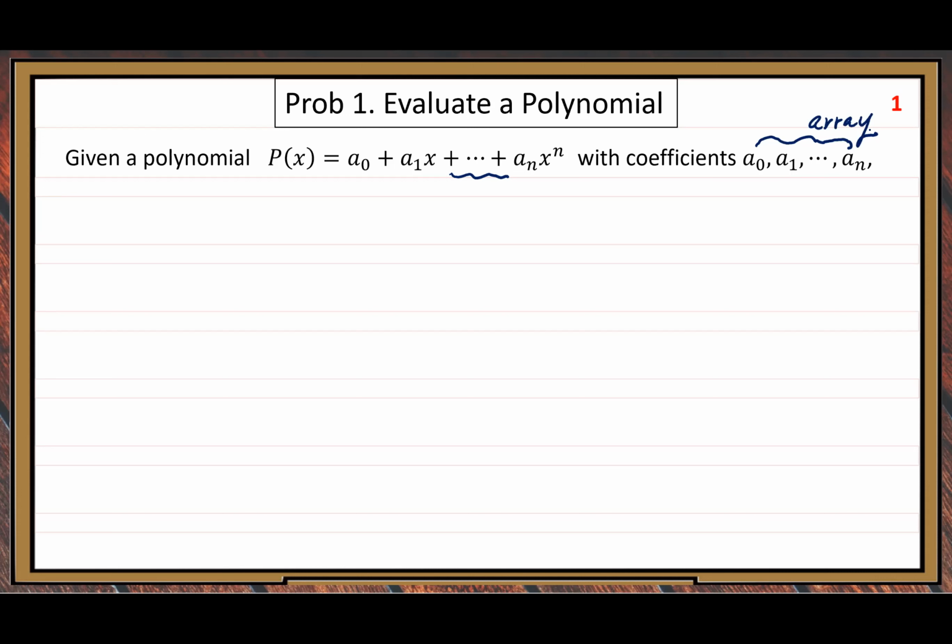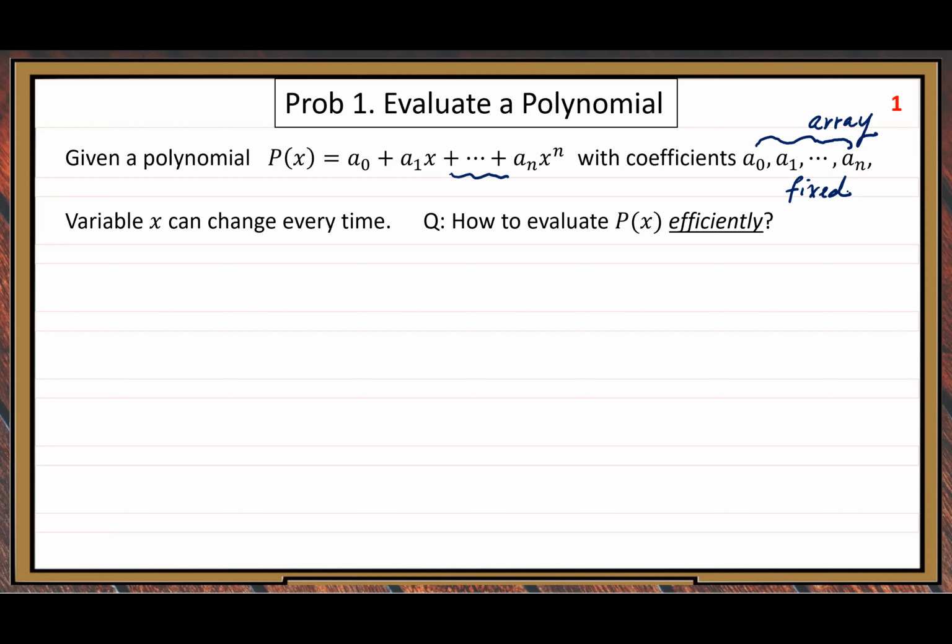After the coefficients are given, we fix them. Next, we take a variable x as some value. Every time we can change our variable x value. Under the same coefficients, we evaluate this polynomial. Now the question: how to evaluate P of x efficiently?